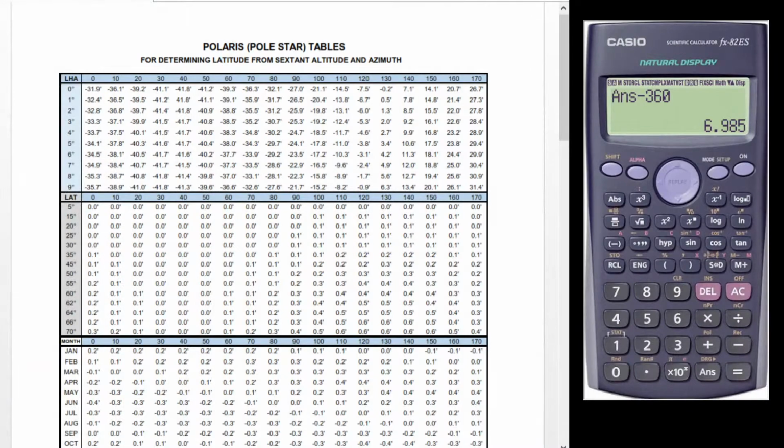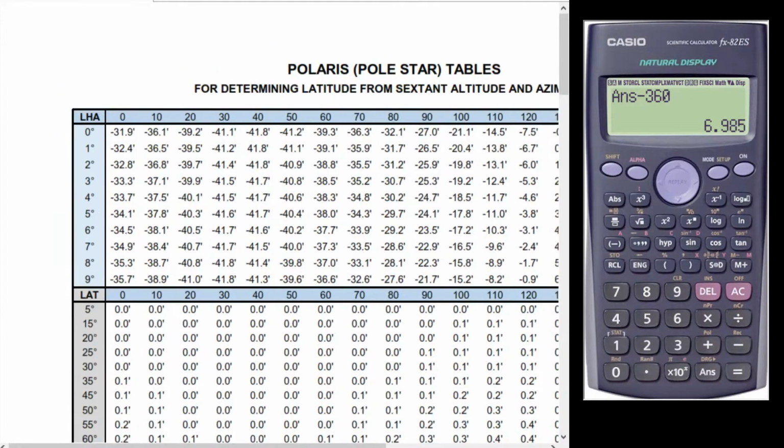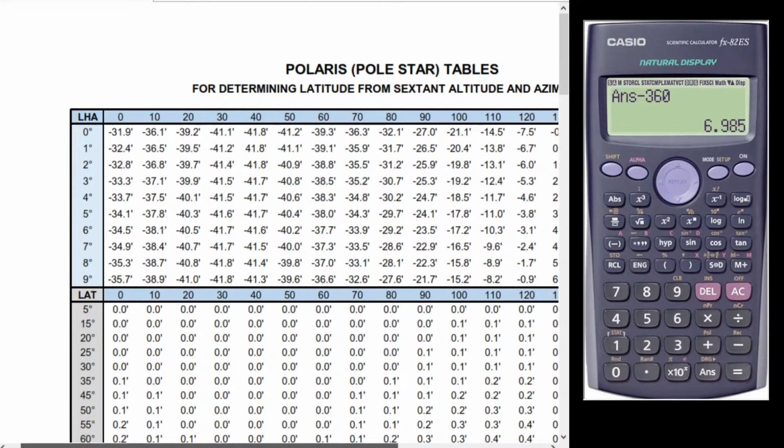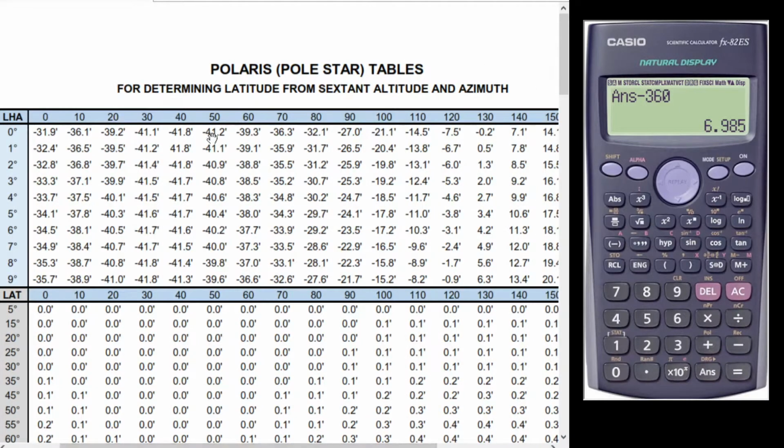So basically what you have is the Polaris pole star tables for determining latitude from sextant altitude and azimuth. Okay. So you enter this table with local hour angle. Here you see it says local hour angle. And then you have 0, 10, 20, 30, 40. So you have every tenth of local hour angle on the top. And the last digit of local hour angle is actually here. And that is how you get the first correction.